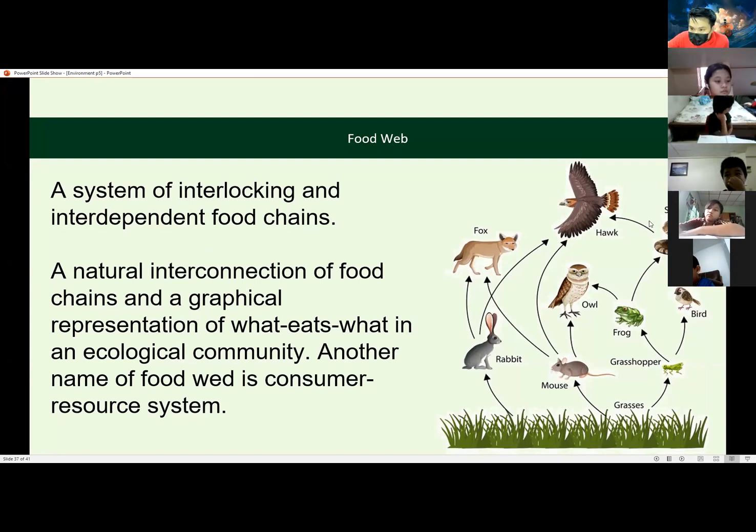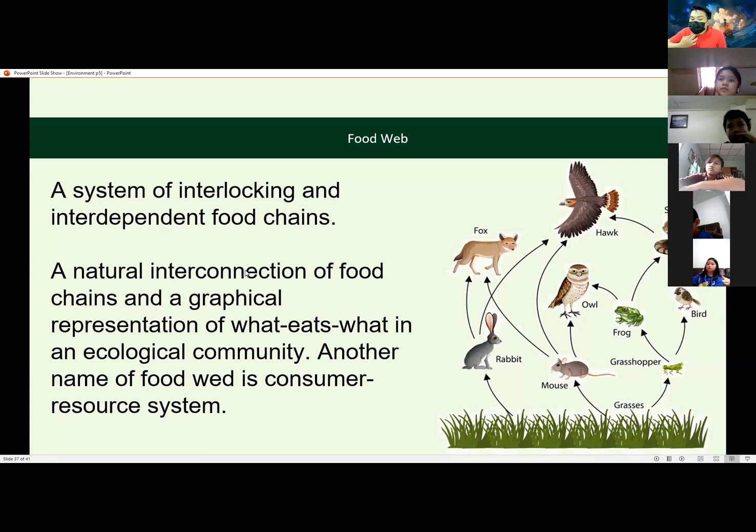So if you look at this picture, how many food chains does it have in it? How many food chains can you see in a food web? 3. 3 only, are you sure?